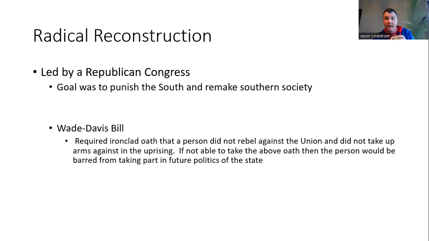It's a lot harder. It definitely lasts longer. It has a much greater effect on the lives of African Americans and poor whites in the South. I would argue that radical Reconstruction was the way to go here to bring about change. But it all depends on your interpretation of the Civil War, which we'll get to here in just a second.